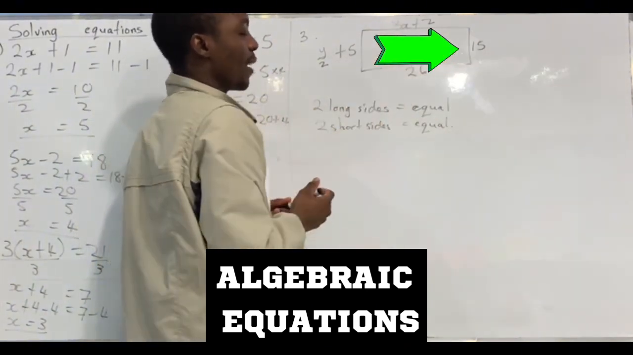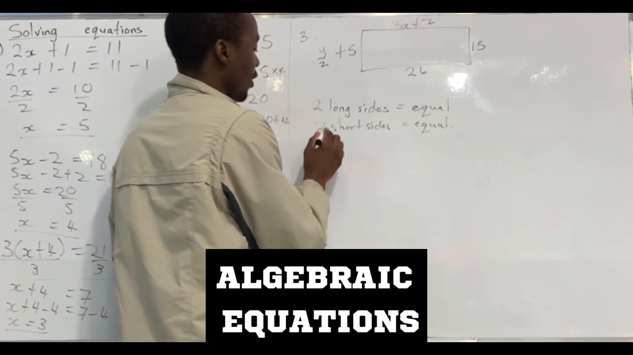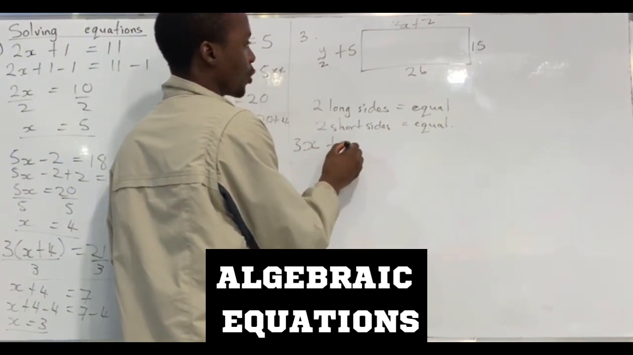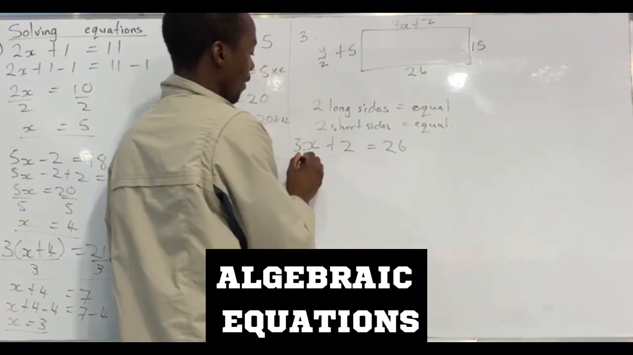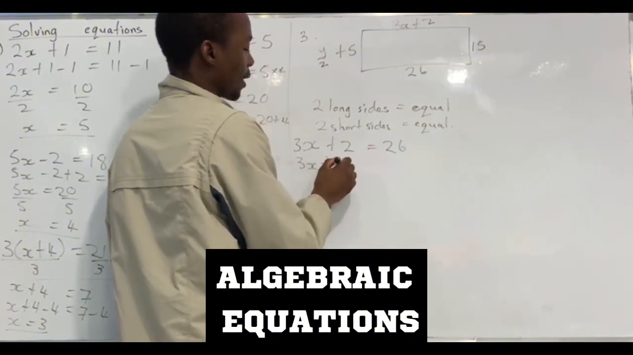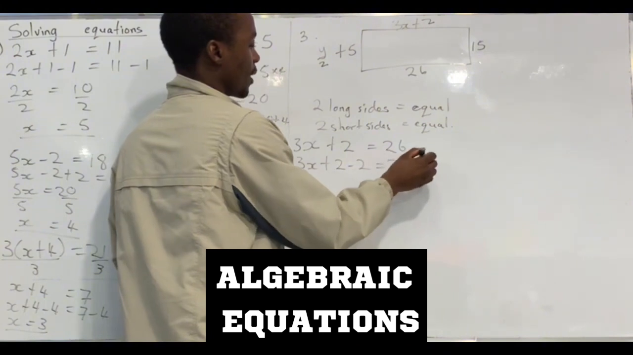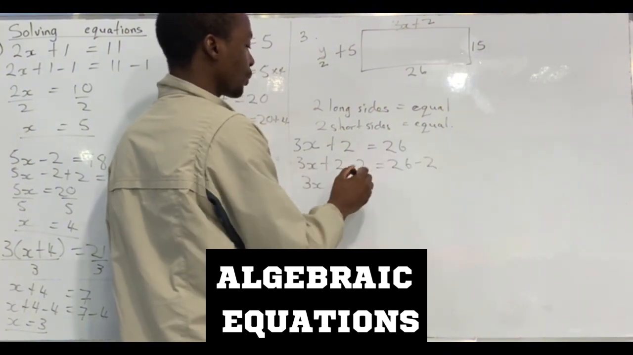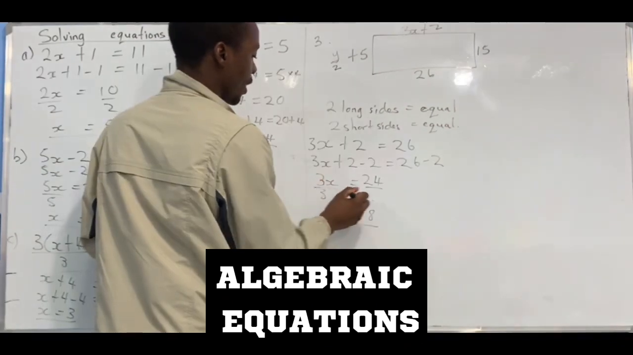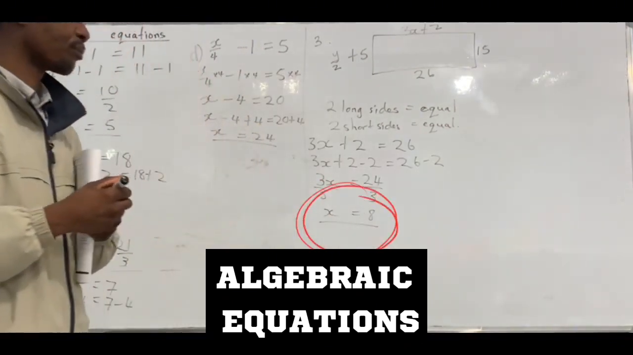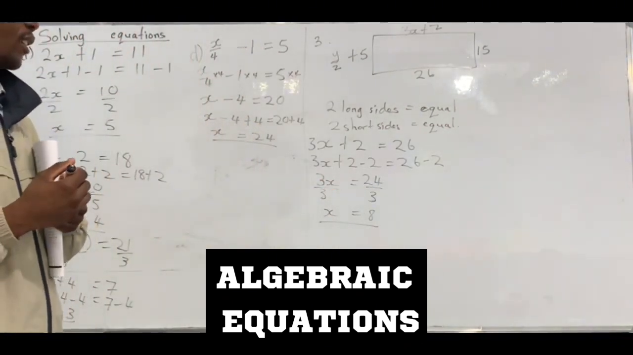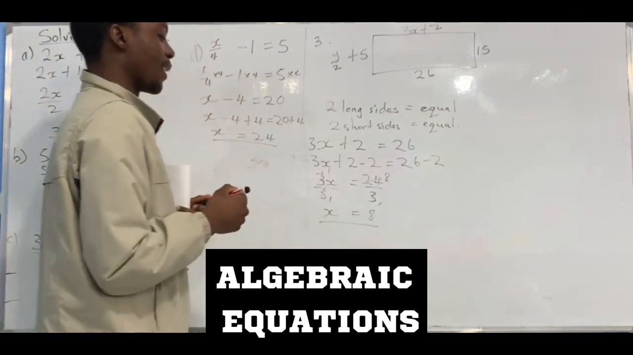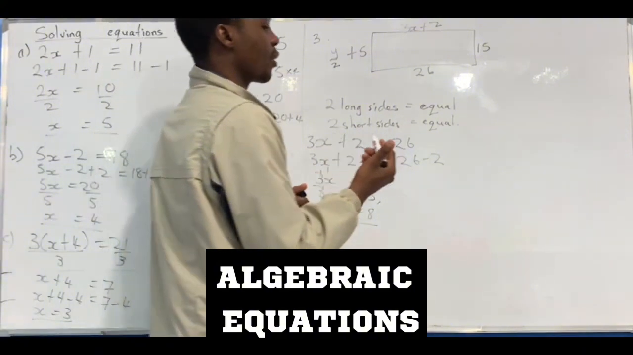Alright, so what we're going to do is equate 3x plus 2 is equal to 26. Then we subtract 2 from both sides. 3x plus 2 minus 2 is equal to 26 minus 2. Then 3x is equal to 24. Then we divide both sides by 3. x will be equal to 8. Okay, very simple solution. So that will be the solution there.